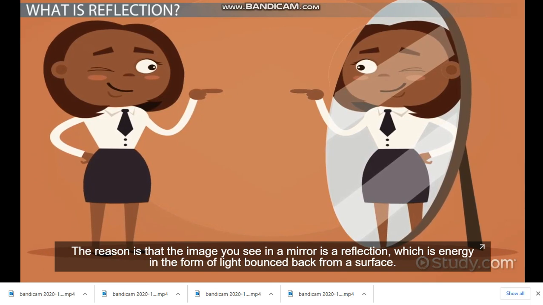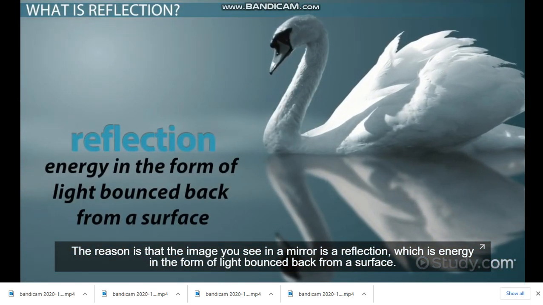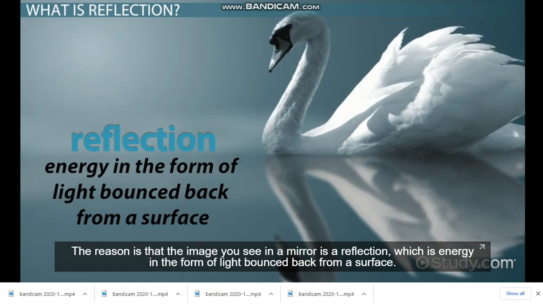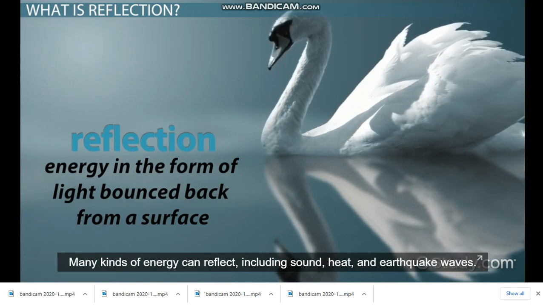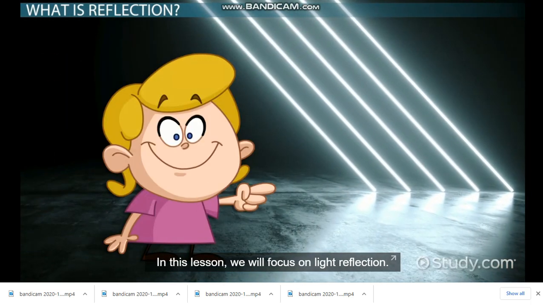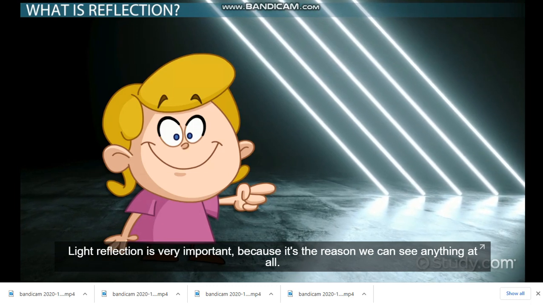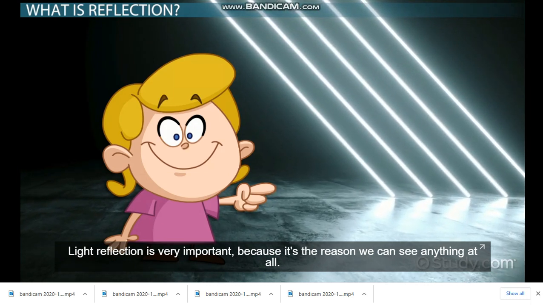The reason is that the image you see in a mirror is a reflection, which is energy in the form of light bounced back from a surface. Many kinds of energy can reflect, including sound, heat, and earthquake waves. In this lesson, we will focus on light reflection. Light reflection is very important because it's the reason we can see anything at all.